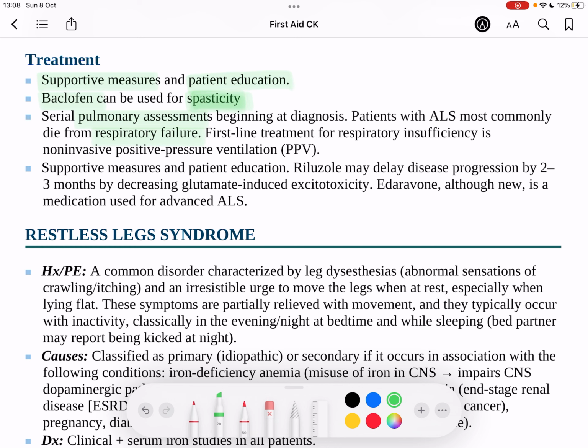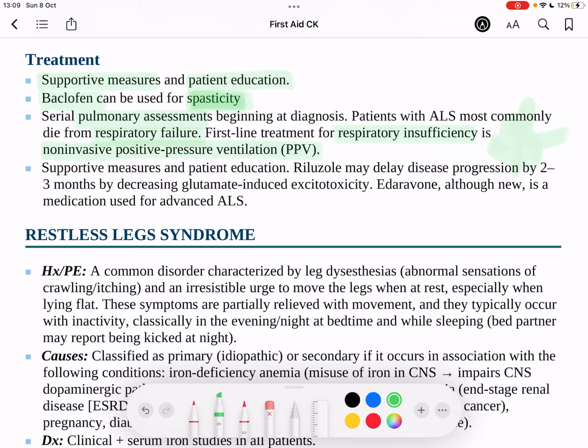If somebody has signs of respiratory insufficiency, the first line therapy is non-invasive positive pressure ventilation. That could be your CPAP, BiPAP, APAP, any of the PAPs, essentially. And that's really, really high yield in Step 2 to recognize. Supportive measures and patient education.